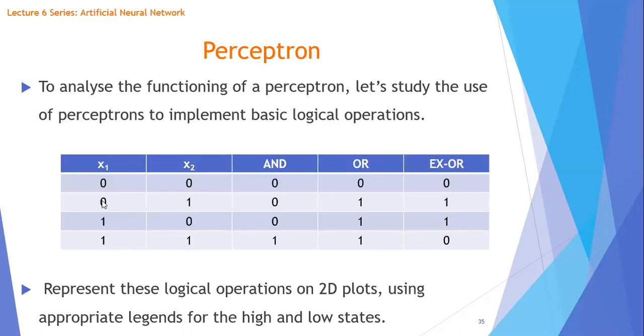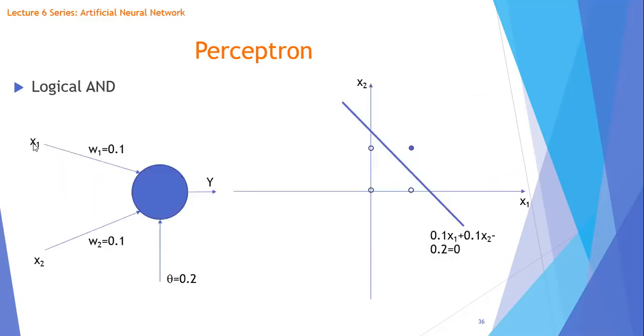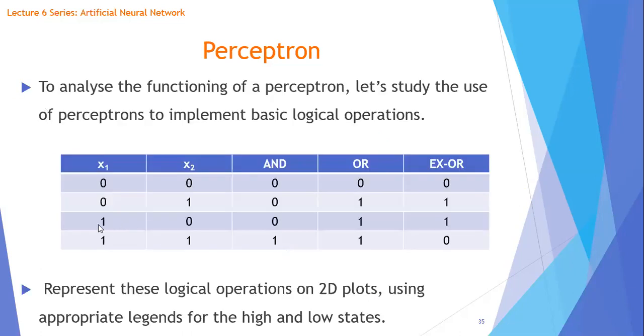Now if you take x1 as 0 and x2 as 1, so you get 0 times 0.1, you get 0, and then you take 1 times 0.1, you get 0.1, so 0 plus 0.1, you get 0.1 for capital X. Minus 0.2, 0.1 minus 0.2, you get minus 0.1, and step of minus 0.1, you're getting a 0. So same thing for this one.